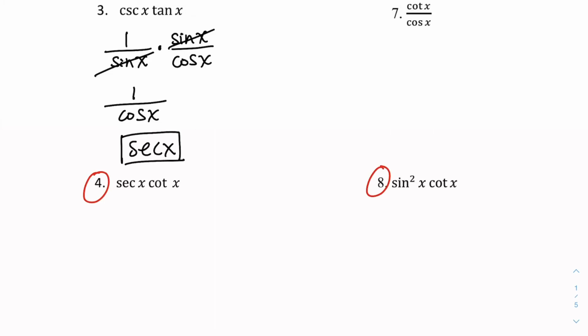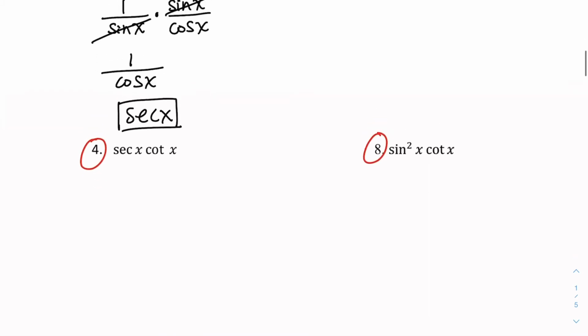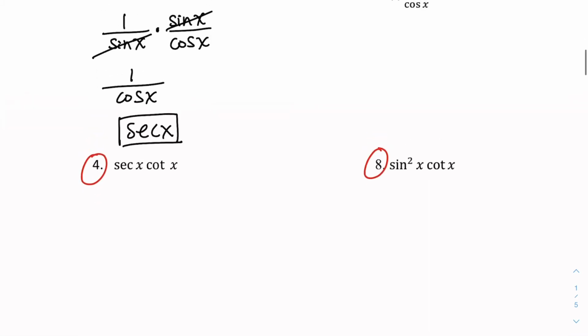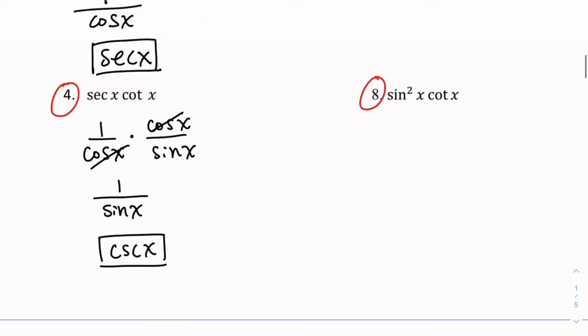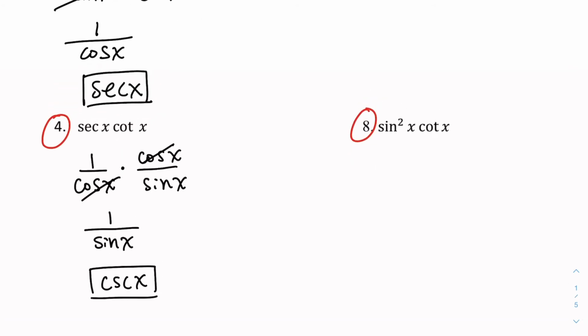Okay, number 4. Pause the video, try this one on your own. Again, you want to rewrite this in terms of sine and cosine. Okay, so for number 4, you should have rewritten both expressions. Secant was 1 over cosine, cotangent was cosine over sine. We canceled our cosines because multiplying in the middle allows us to do that. We're left with 1 over sine, and so our final answer was cosecant x. See how you did. If you made a mistake, it's a good time to pause the video and reflect on what went wrong.